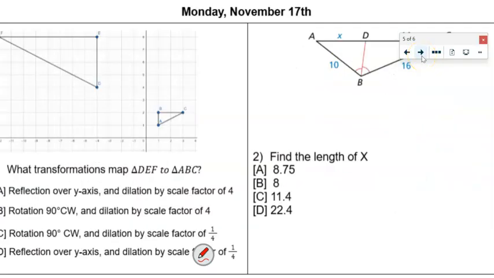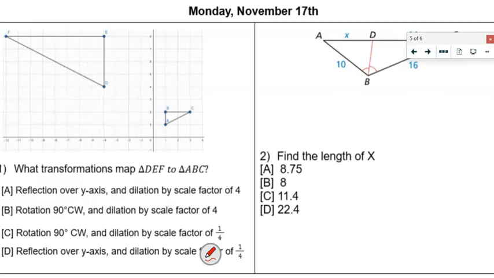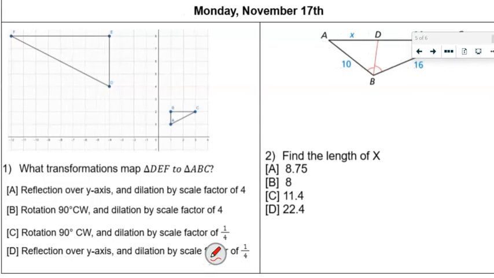All right, our next one. Let me see if I can move this over so you guys can see what we're doing. It says, what transformation maps DEF to ABC? So we're going from DEF to ABC. That's really important. Really pay attention to that on the test. So now, if we're going from DEF to ABC, then that means we're getting smaller, right? So it's definitely not going to be a scale factor of 4. It's going to be a scale factor of 1/4.